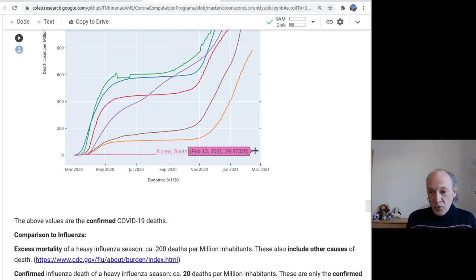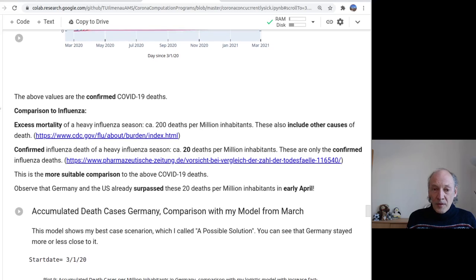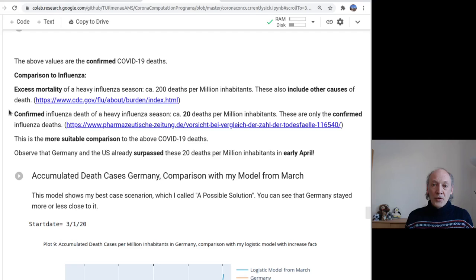Yeah, and it also shows that the right measures really make a difference. They make a difference between life and death, right? So it's something to take seriously. Yeah, so then I have this comparison to influenza, to the flu. So for the flu, often you read about the excess mortality of a heavy influenza season. And I looked it up and I found a heavy influenza season has about 200 deaths per million inhabitants, right? But these also include other causes of death, for instance, traffic death.